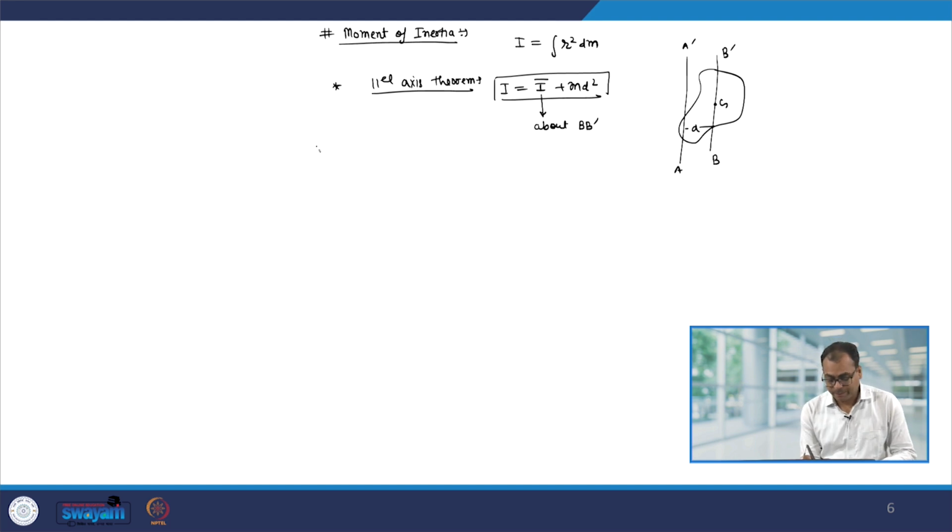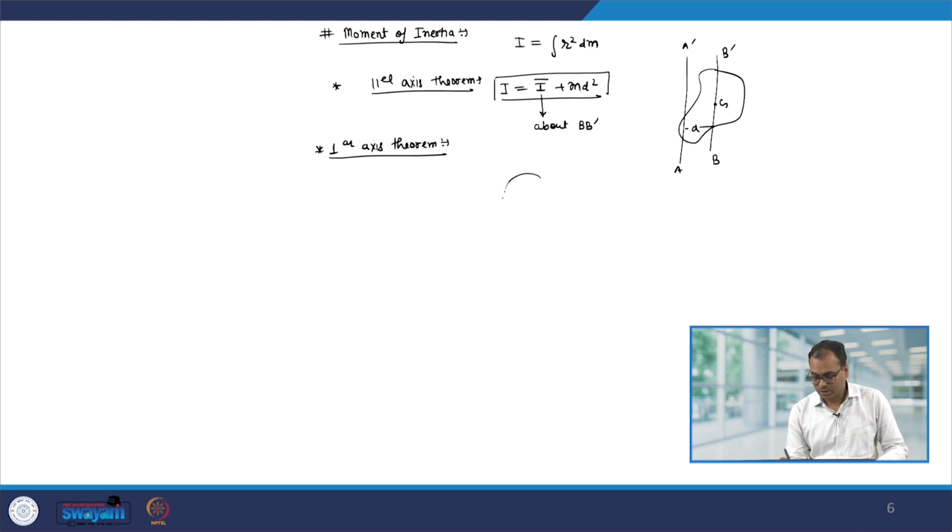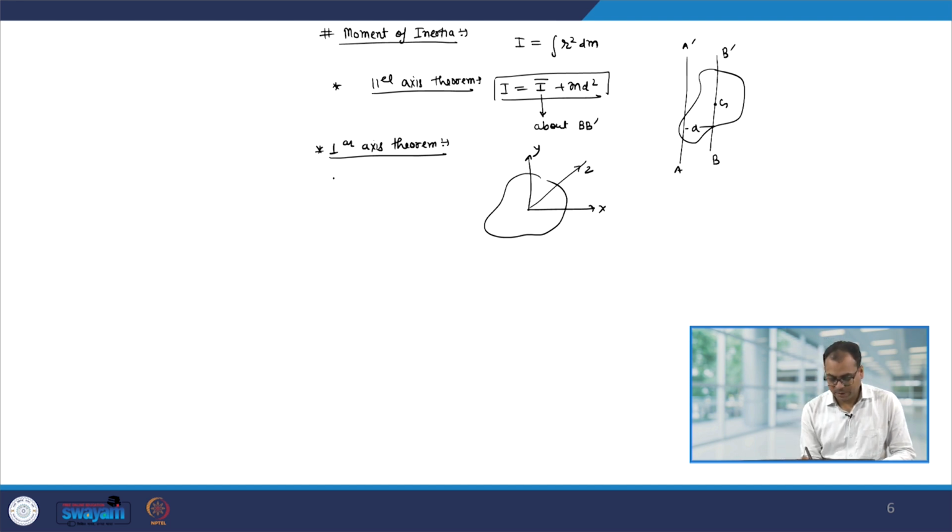Then we discuss the perpendicular axis theorem. We said, let us say there is a body which is in 2 dimensions, in the xy plane, and we want to calculate the moment of inertia of this body about the z direction. Then the moment of inertia about z is Ix plus Iy.